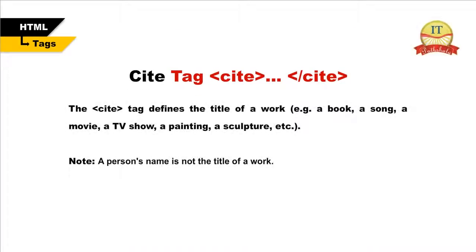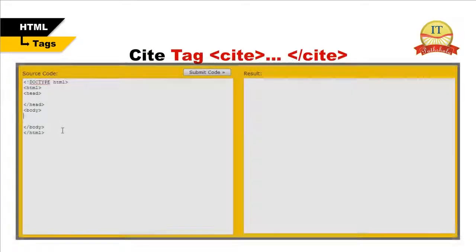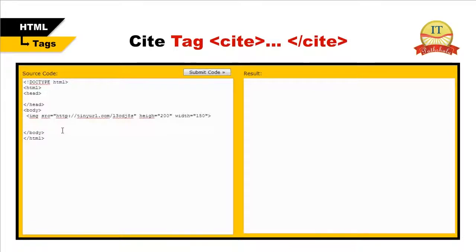Cite tag. The cite tag defines the title of a work. For example, the author of a book, the writer of a song, the director of a movie, the director of a TV show, or the maker of a painting or a sculpture, etc. However, please note that a person's name is not the title of a work. In the following example, we have used the cite tag to specify the name of the writer of a book.